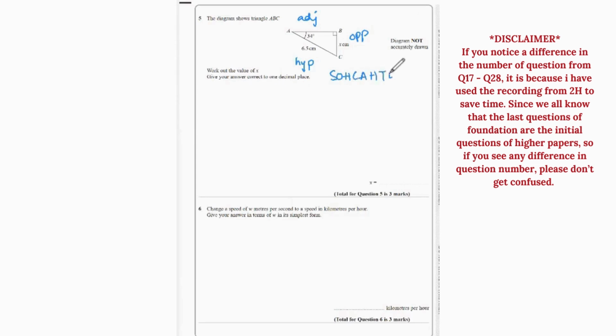So based on the information given, we have the angle, we have the hypotenuse, and they want us to find the opposite. So opposite and hypotenuse both come in sine. So we'll be using SO over here. Sine equals opposite over hypotenuse. So sine theta equals opposite over hypotenuse is going to be sine of 34 equals x over 6.5. Cross multiply. So 6.5 times sine 34 equals x.